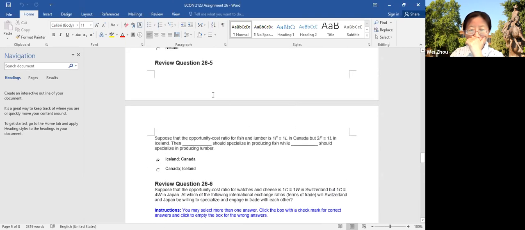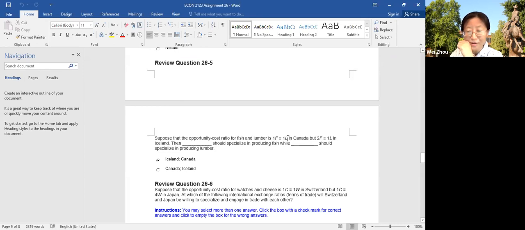Let's take a look at review question 26, question 5. There's an opportunity cost ratio for fish and lumber for two countries. In Canada, if you make 1 fish, it costs 1 lumber. But in Iceland, to make 1 lumber costs 2 fish. So in that case, we know both countries have a different opportunity cost ratio for making fish and lumber. Which country should get the fish? Which one should focus on lumber?